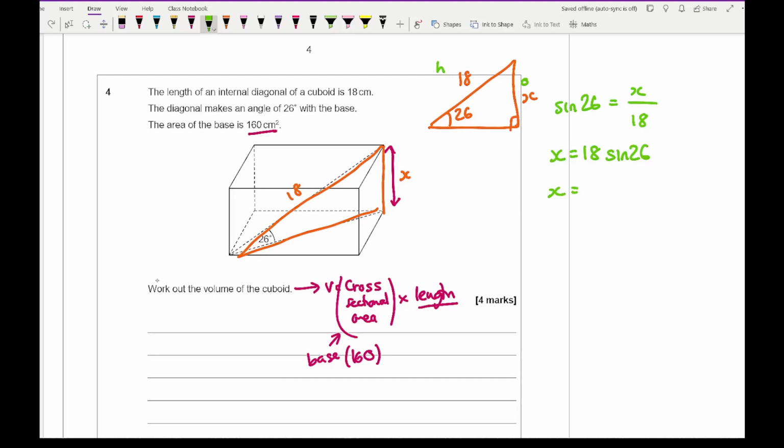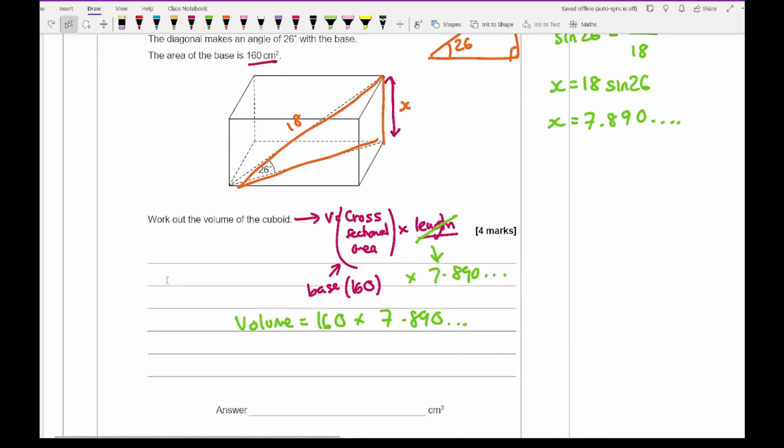Now if I type that into my calculator, 18 sine 26, I get an answer of 7.890 and then a few decimal places after. So this length then is 7.890. So then to work out the volume, I've just got to multiply 160 times 7.890, which is still on my calculator. So we just times that by 160. I get an answer of 1,262.5, and that's to one decimal place.